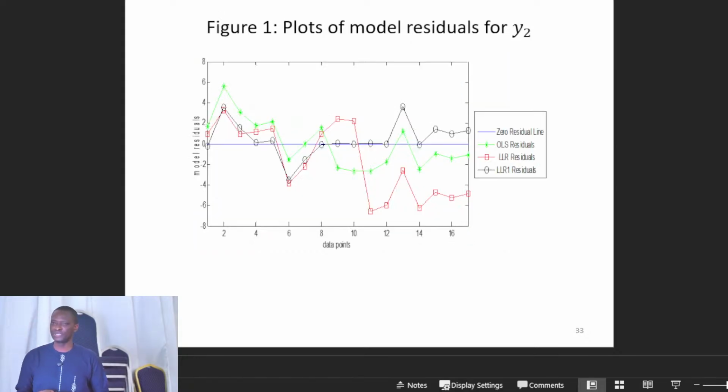So this is the plot of the model residual for Y2. You discover that the residuals for LLRO are closer to the 0 line than the OLS and the LLRO that uses the existing kernel weight.